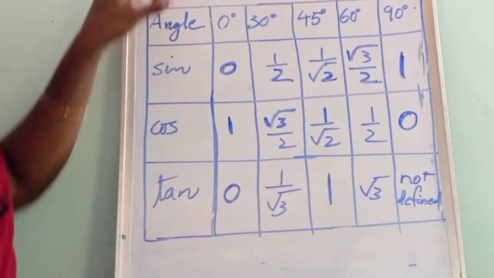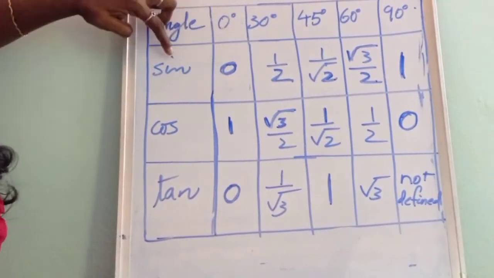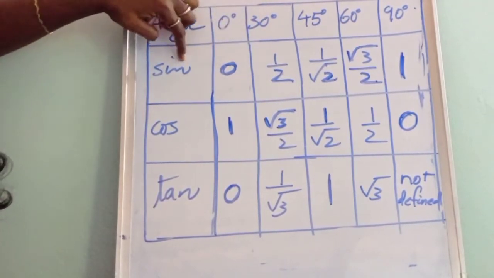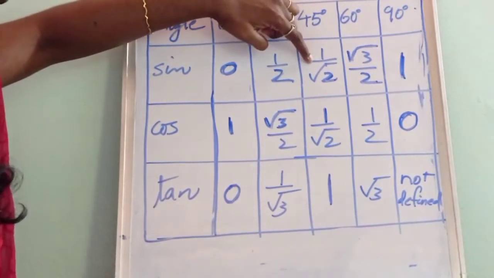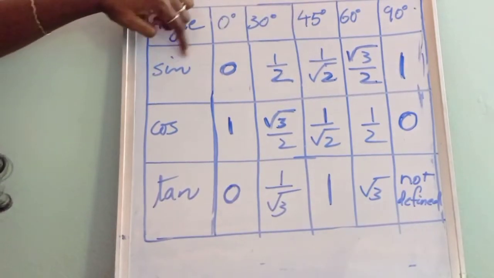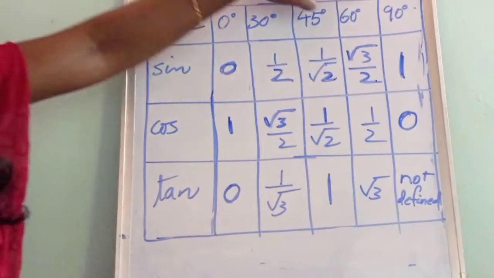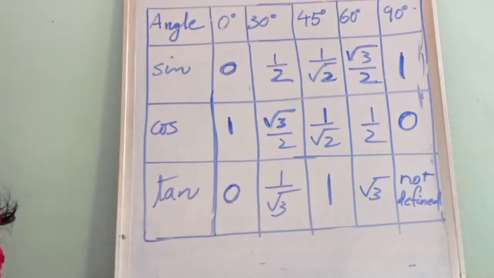The value of sin 0 is 0. Then the value of sin 30 degree is 1 by 2. The value of sin 45 degree is 1 by root 2. Then the value of sin 60 degree is root 3 by 2. Then the value of sin 90 is 1.